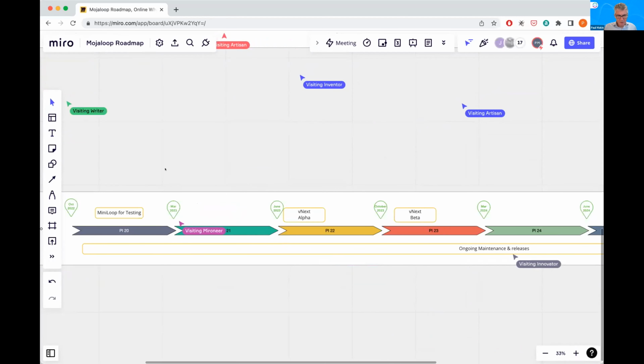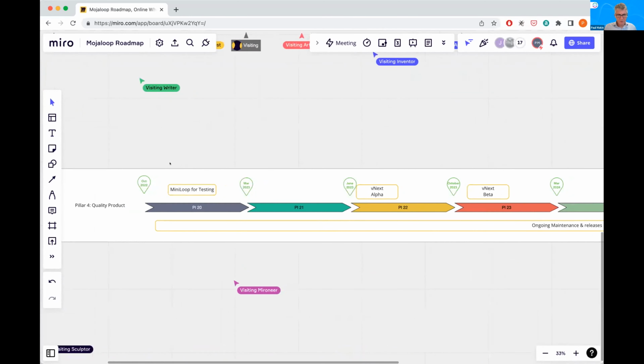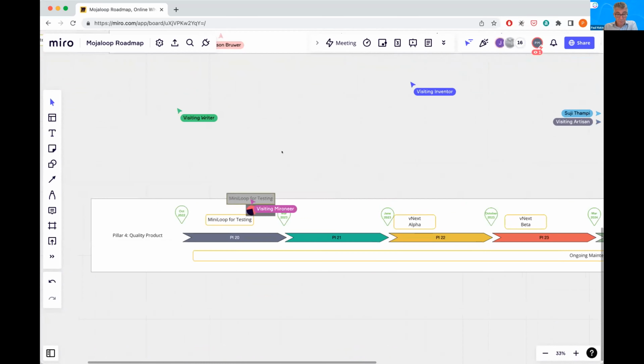Okay, so does anyone have any particular comments on the Pillar 4, sorry, the quality product roadmap there? It's by far the simplest, I think, not in terms of work to be done, but in terms of planning, because Pedro had already done the planning for us. Anyone? Okay, so I'm going to move to... V15 is coming in. Cool.